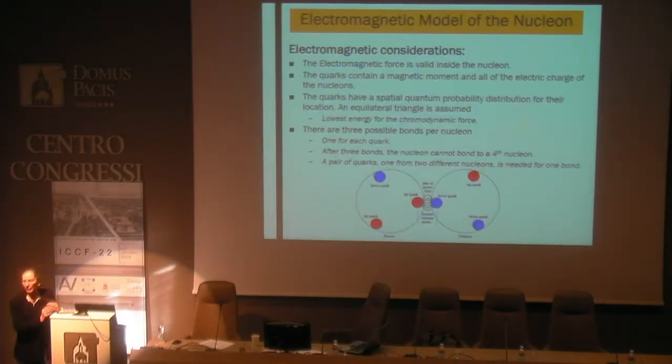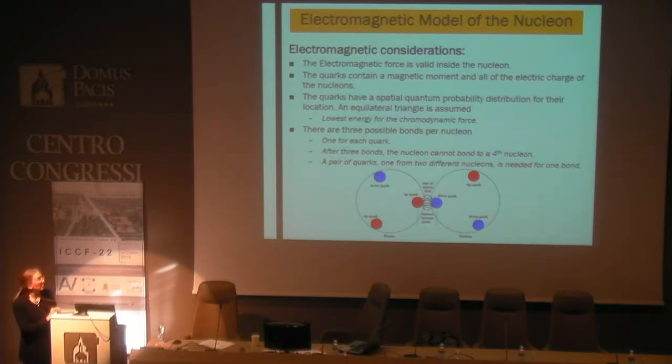So in my model, what are the electromagnetic considerations that I take into account? The one claim that I make that is unique to conventional theory is I say that the electromagnetic force is valid inside of the nucleon. And in my opinion, that's sort of hard to argue against. Of course it's going to be valid inside of the nucleon. The quarks contain a magnetic moment, and all of the charge of the nucleon resides in the quarks.